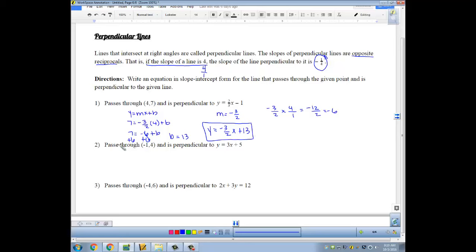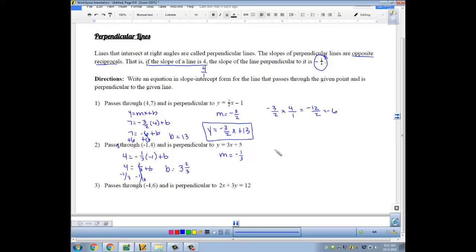Number 2, very similar. Here the slope was 3, so now it's going to be negative 1/3. Plug in 4 for your y, negative 1/3 for your slope, negative 1 for your x, don't know b. Negative 1/3 times negative 1 is a positive 1/3. Subtract 1/3 from both sides. So you could get b equals 3 2/3.